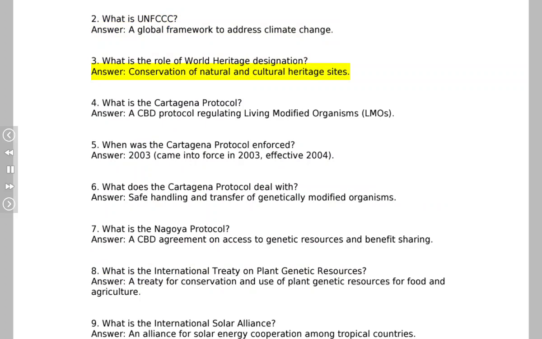Answer. Conservation of natural and cultural heritage sites. 4. What is the Cartagena Protocol? Answer. A CBD protocol regulating living modified organisms, LMOs. 5. When was the Cartagena Protocol enforced? Answer. 2003, came into force in 2003, effective 2004.